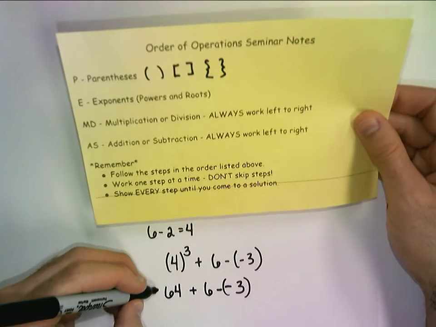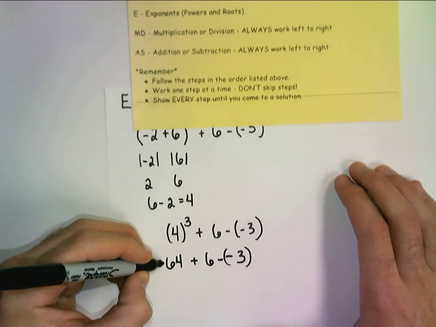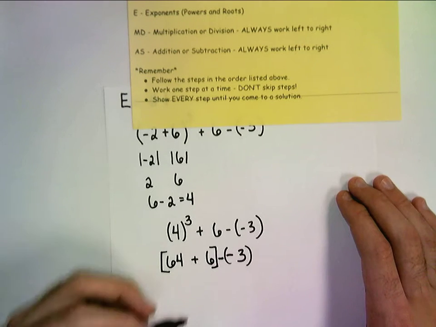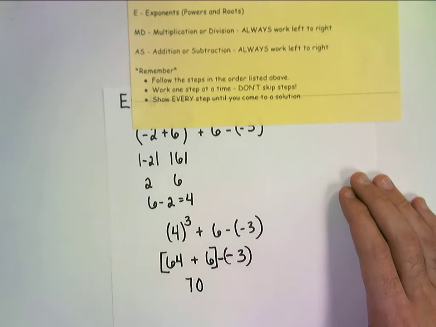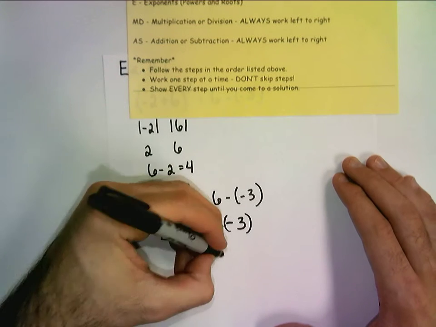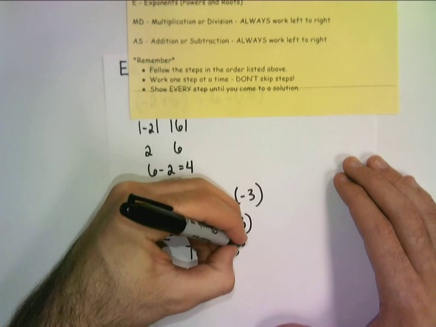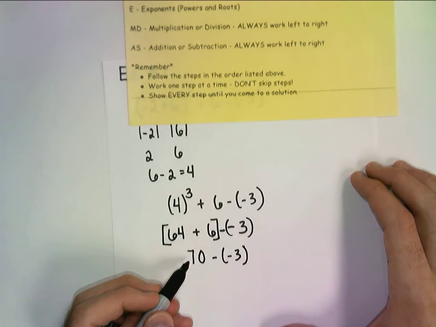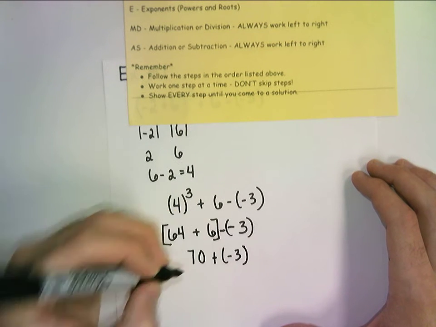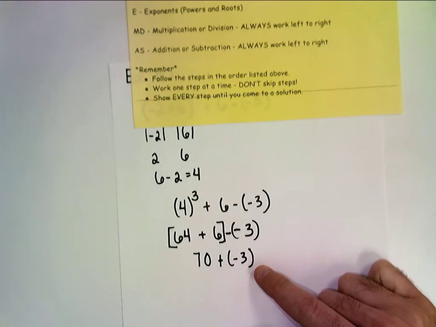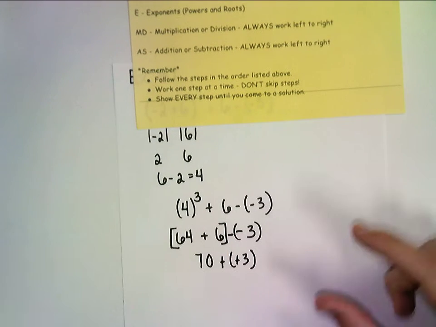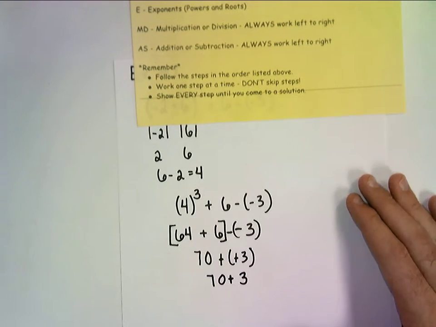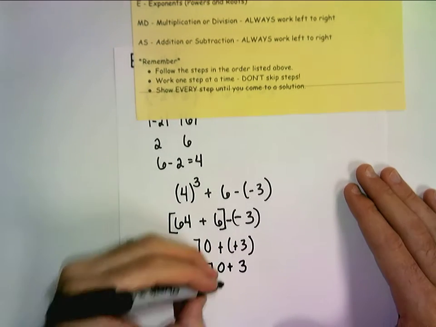So we should first take care of this 64 plus 6, which would end up giving us 70. And then writing down what we have remaining, minus a negative 3. Here's our keep, change rule. We're going to keep the sign of the 70, change the subtraction to addition, and change the sign of the second number from a negative to a positive. So we end up with 70 plus 3. So our final solution would be 73.